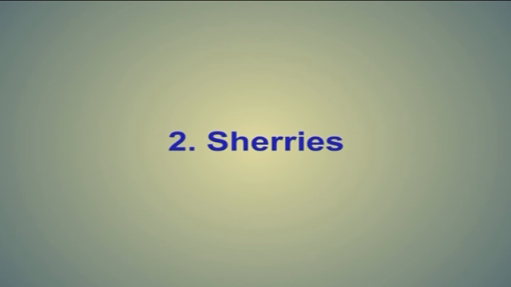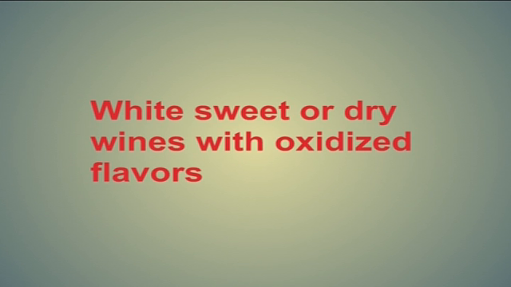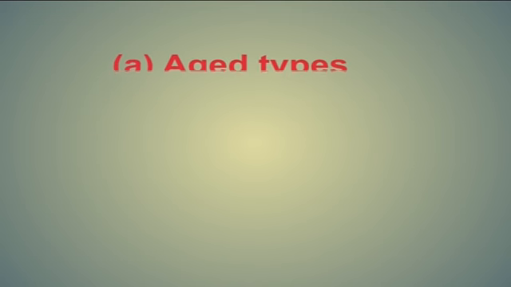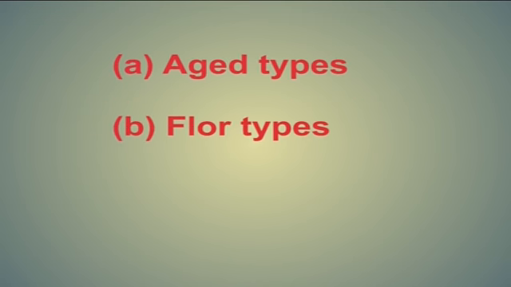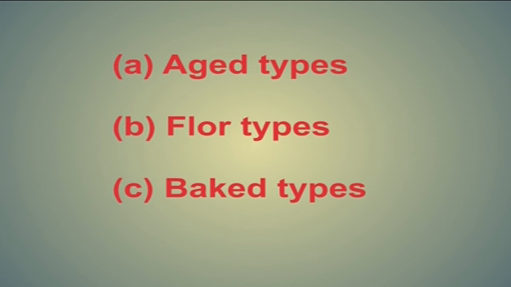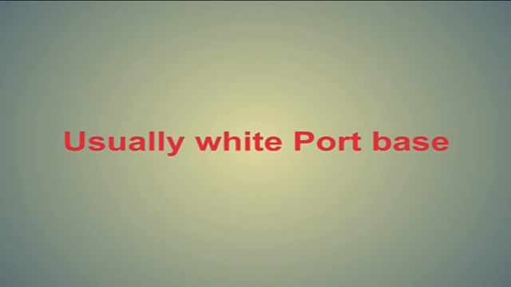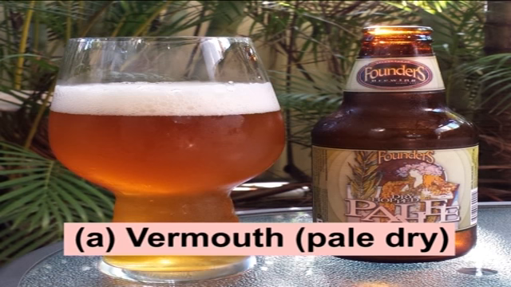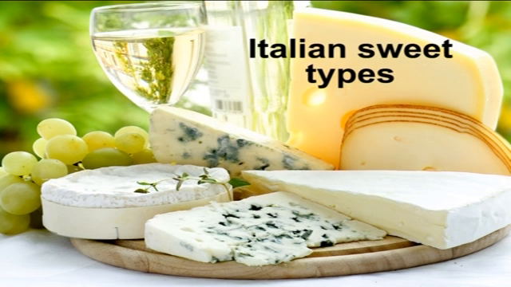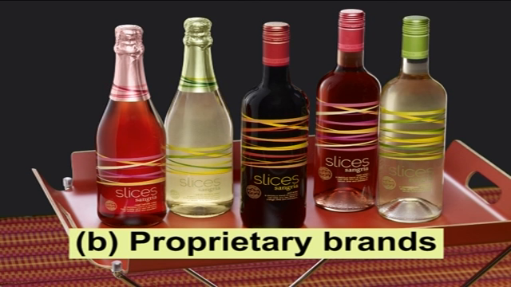2. Sherries: white sweet or dry wines with oxidized flavors. A. Aged types, B. Floor types, C. Baked types. And the 3. Flavored specialty wines, usually white port base. A. Vermouth, pale, dry, French, Italian sweet types. B. Proprietary brands. The natural wines: these result from complete natural fermentation.